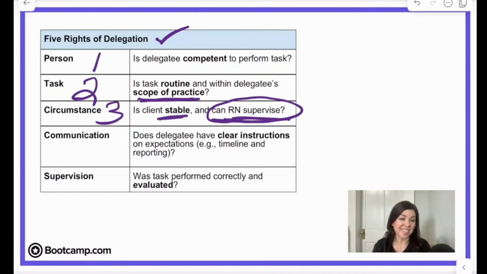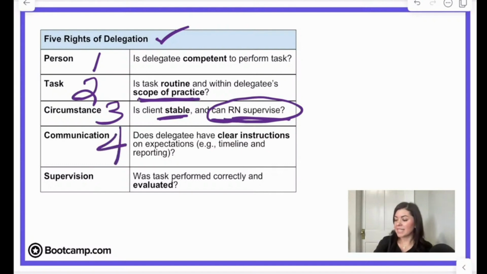One more really important tip for NCLEX that I want to make sure you understand, that kind of makes delegation scary, is that we are always responsible for the outcome of the task as the registered nurse. So if you delegate a task and someone performs it and something goes wrong, you as the registered nurse are still responsible and accountable for the outcome. Always want to make sure we're delegating appropriately.